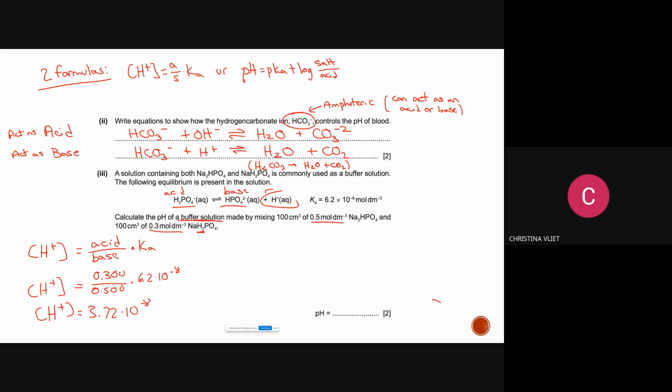And is that my final answer? No, I have to take the pH. Negative log of that, which means my answer is 7.43. All right.